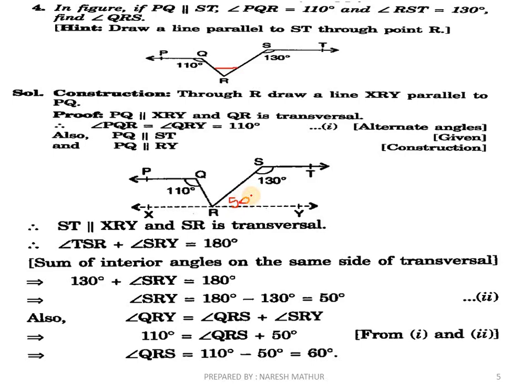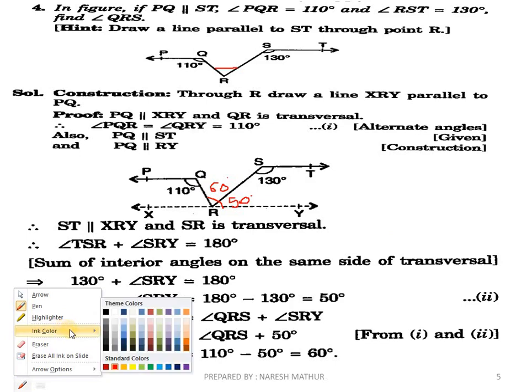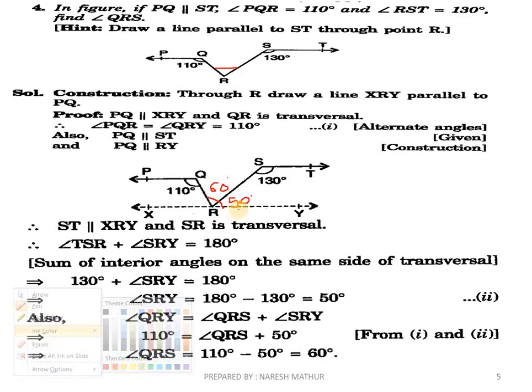Reason: co-interior angles. The sum of co-interior angles is always 180. Here we have the angle SRY is 50 degrees. Now this angle is 110, then we can say this whole angle will also be 110 by alternate interior angles. Already we have 50 degrees, so what is left is 60 degrees.